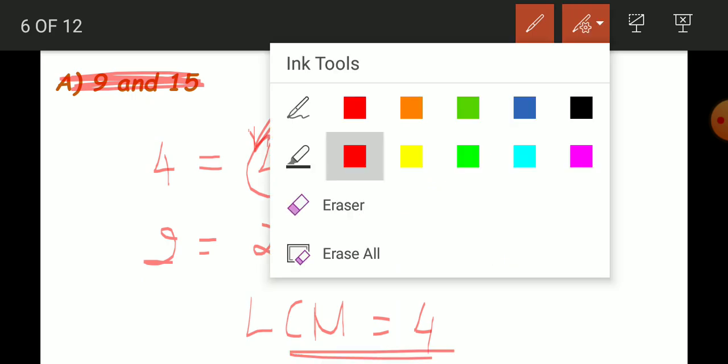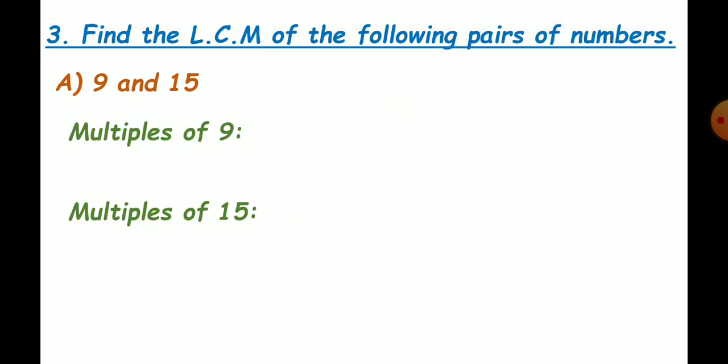Now coming to this sum, if you are going to find the LCM of 9 and 15, what you have to do is first write the multiples of 9. Here they didn't mention whether you have to find only the first 5 multiples or first 10 multiples. So better write the first 10 multiples of the smallest number. Here 9 and 15 you have, so start from 9. Write the first 10 multiples of 9.